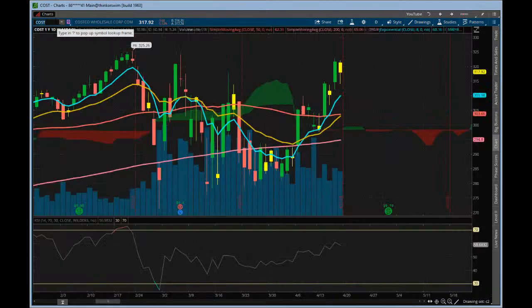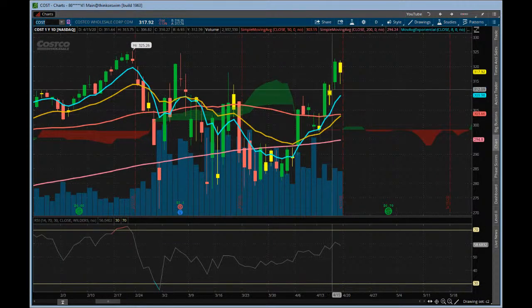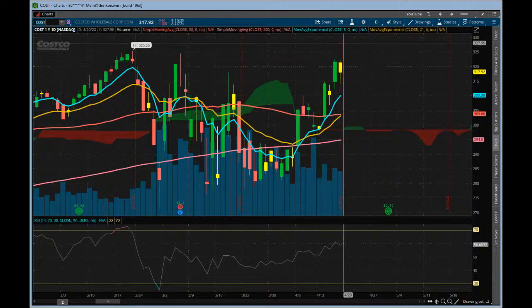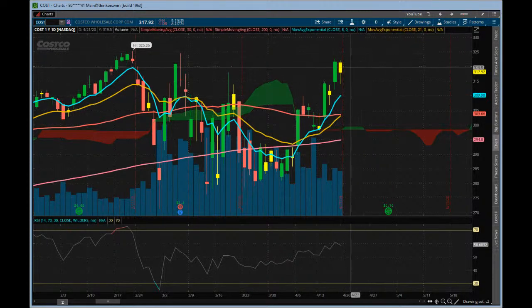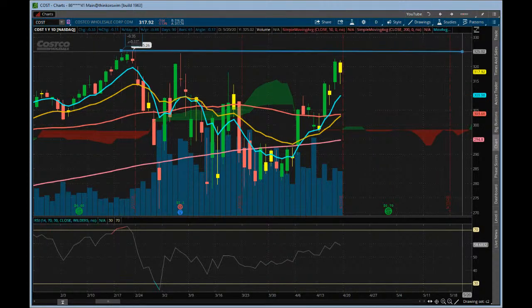Costco, yeah, inside day, great move from last week, right? We had a nice inside day up. Another inside day up. Are we doing another inside day up? We'll see how it goes. Pulled it back a little bit, but see how it handles those levels. Again, you got these key levels right here to look at.